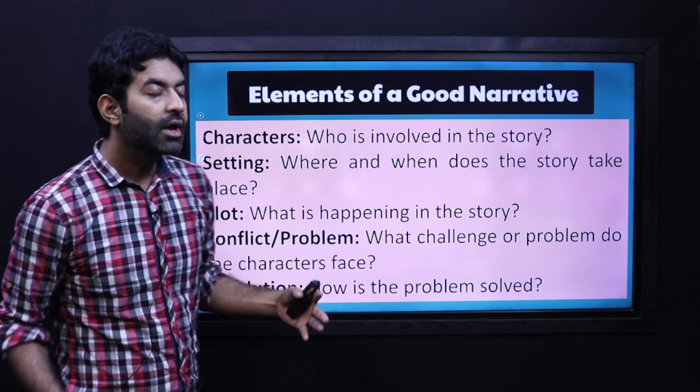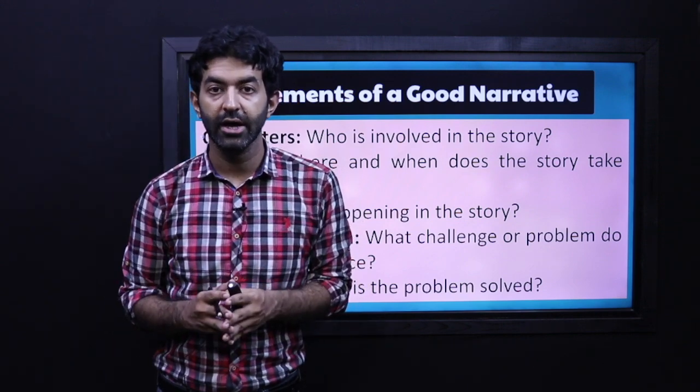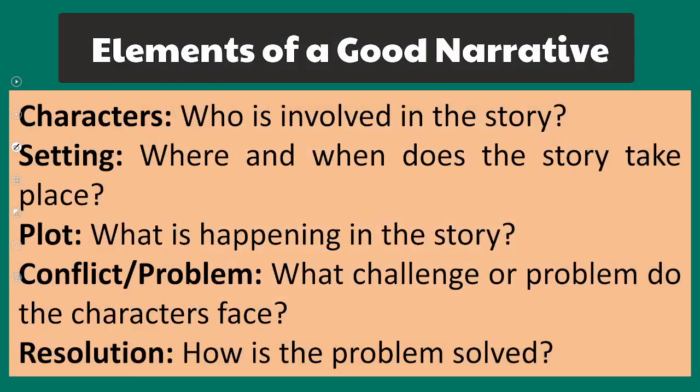All right, how can we write a good narrative? This is very important to understand, students. Now, let us see. Obviously, just like a good story, we'll have some characters. And these characters can be good, bad, or supporting, or all the different kinds of characters. They can be round characters, flat characters, and so on. So characters are people who are involved in the story.